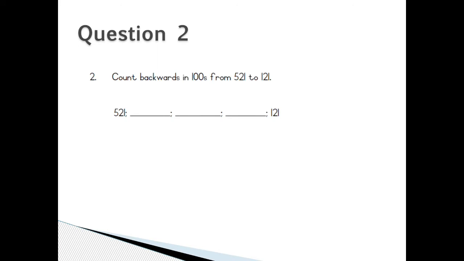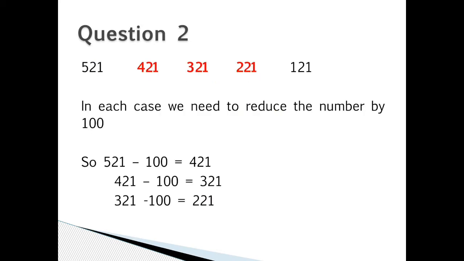Question 2. Count backwards in hundreds from 521 to 121. In each case, we need to reduce the number by 100. So 521 minus 100 is 421. 421 minus 100 is 321. 321 minus 100 is 221. So your missing numbers are 421, 321, 221.